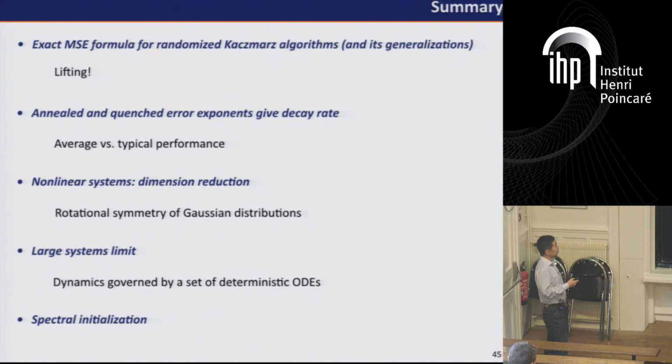Now, for the nonlinear case, we study this online algorithm, and there is a dimension reduction argument, which allows us to study only a two-dimensional Markov process instead of an n-dimensional Markov process. And in the large system limit, the two-dimensional Markov process can be completely described by deterministic ODEs, which are fairly useful analytical tools for analyzing these dynamics.